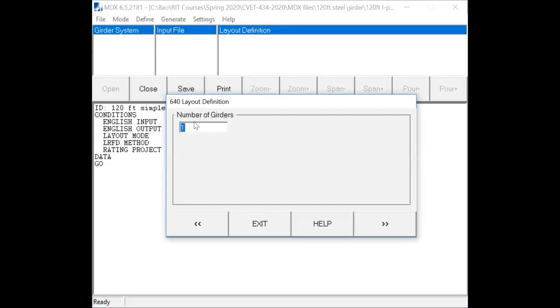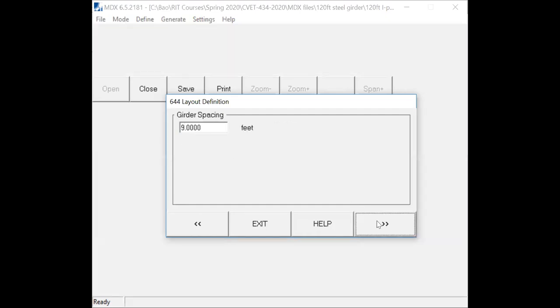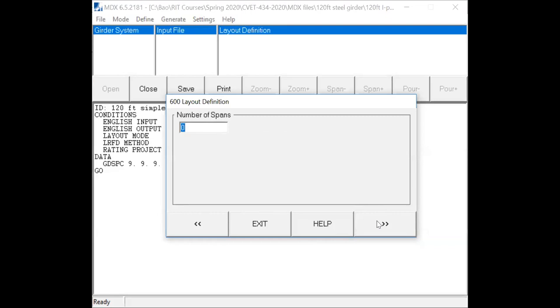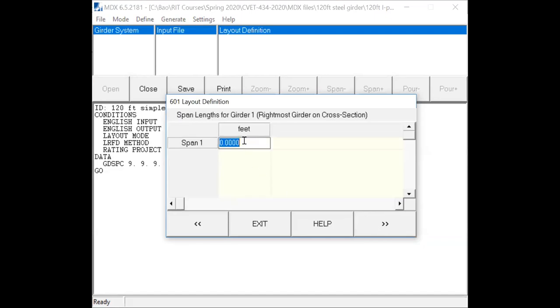Number of girders, we have 10 girder lines. And we have the same spacing between our girders. So all the girder lines have the same spacing of 9 foot. Girder spacing 9 foot. And number of spans is only 1. This is a simple span. And span length is 120 foot.